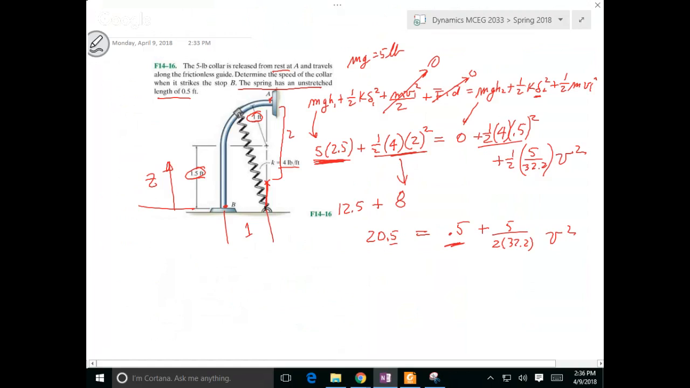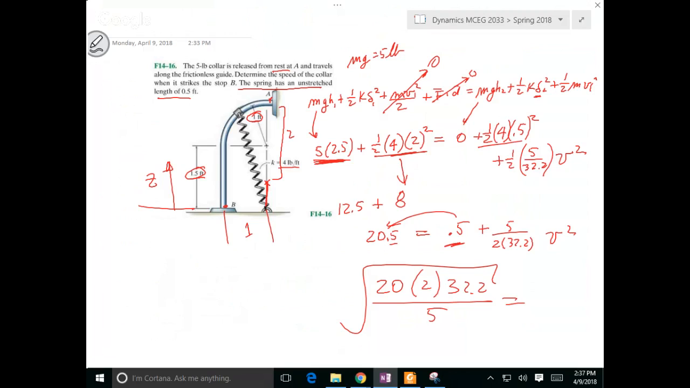And then I'll say V squared. Okay, so I can move this over and knock out that. So I got 20 times 2 times 32.2 over 5 and take the square root. Maybe I've got the ability to do that. Okay, take the square root, and I get 16. That's good enough. So V is equal to around 16.